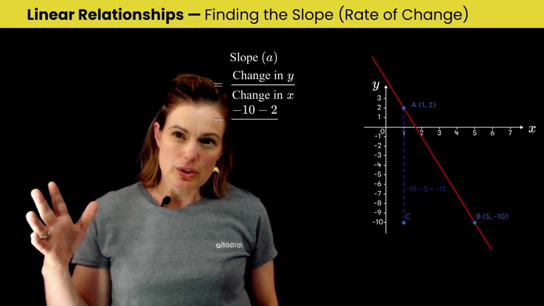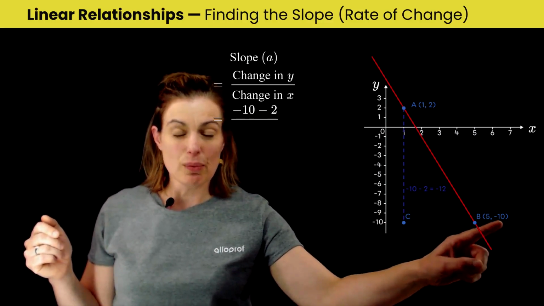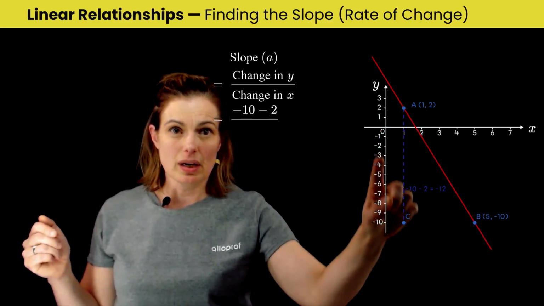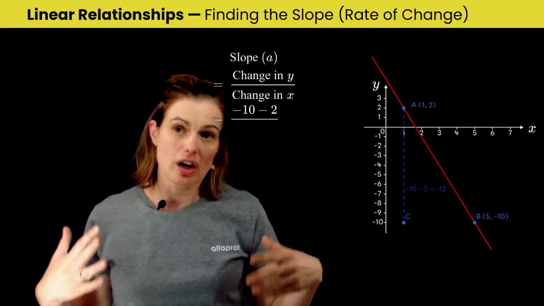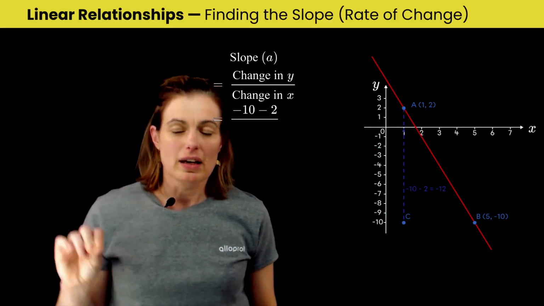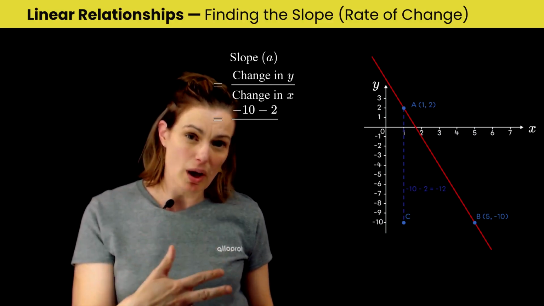And so the first thing we're going to do is put in our y values, and you can see that we've got -10, and we're subtracting 2. That's going to give us the distance between our two y values, which is our rise. Now, you might think then that our slope is -12 because -10 minus 2 is -12.